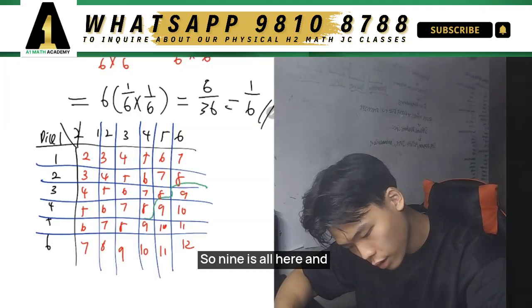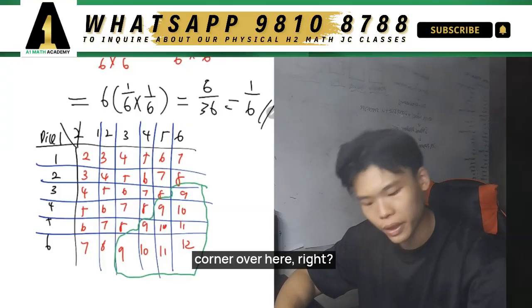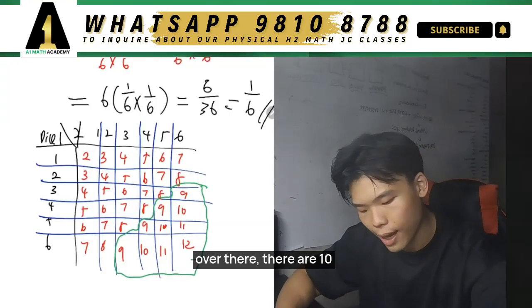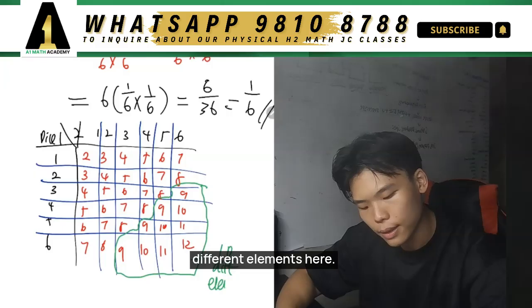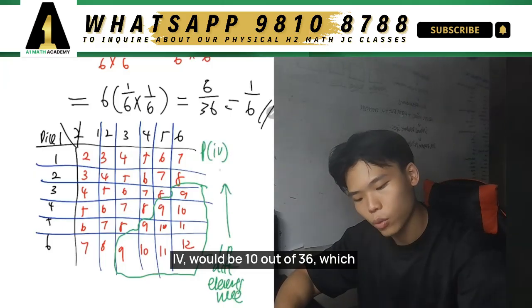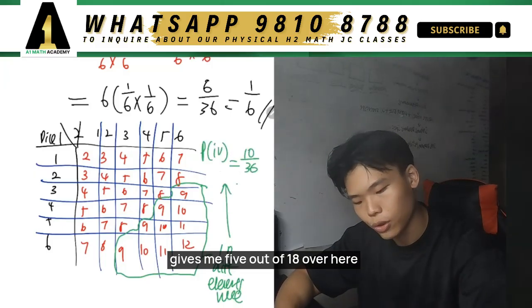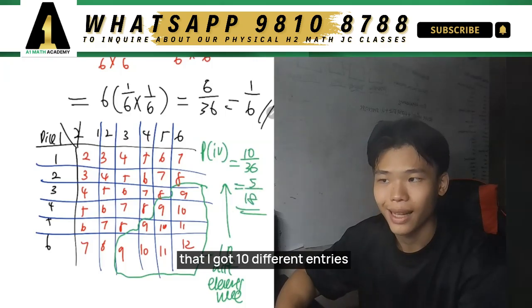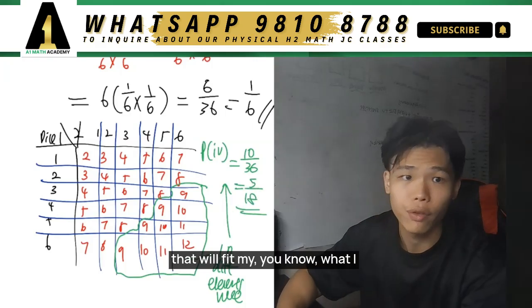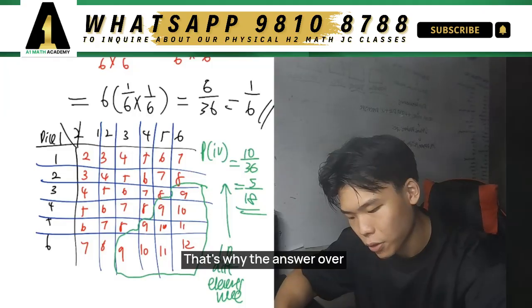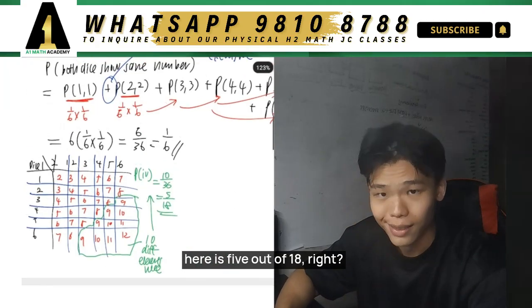So 9 is all here, and they're all at the corner over here. And if you count the number of different elements over there, there are 10 different elements here. So in total, the probability for IV would be 10 out of 36, which gives me 5 out of 18 over here. Because you can count that I got 10 different entries that fit what I want out of 36 different entries. That's why the answer over here is 5 out of 18 for IV.